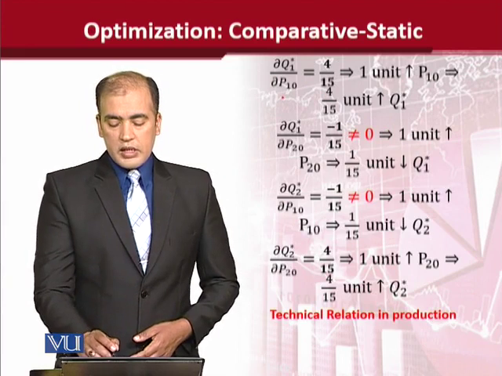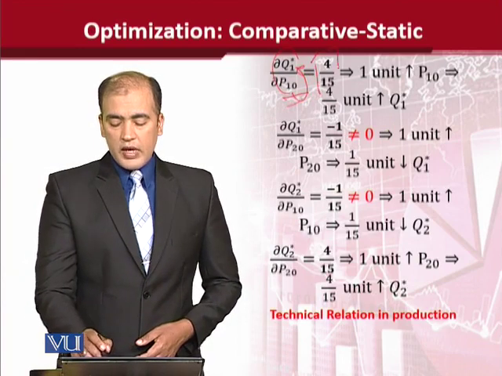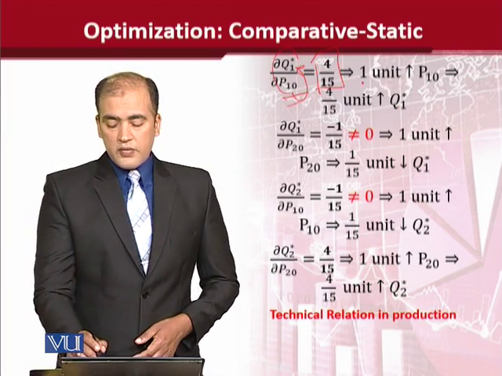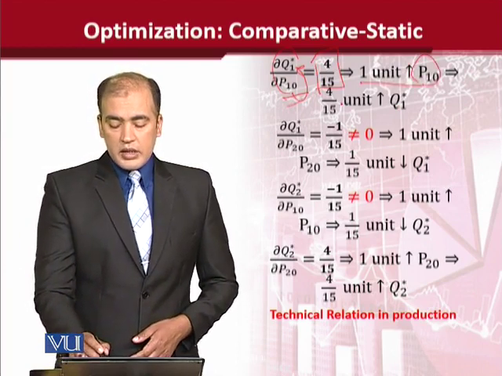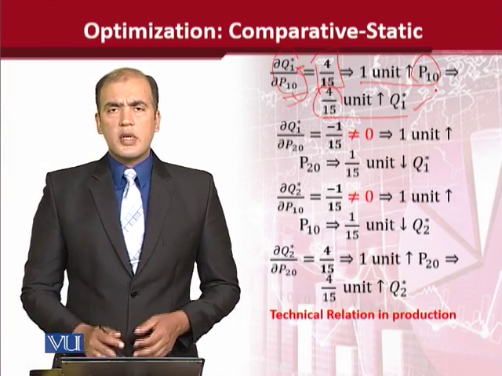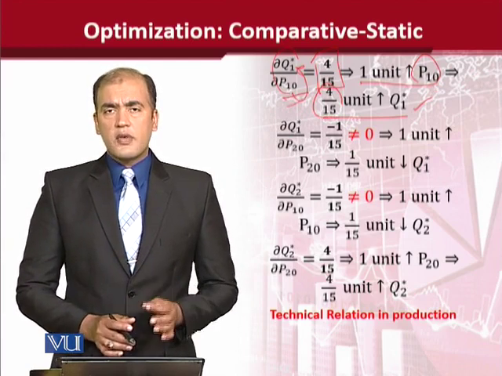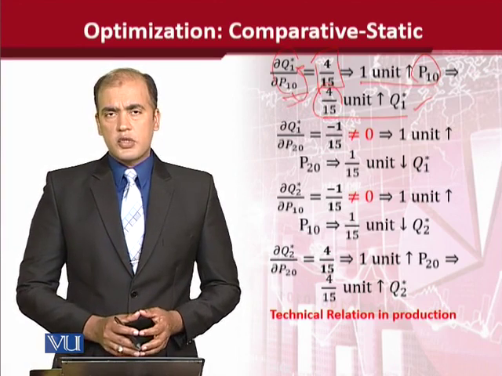So if I take the first answer, it says the impact of P1 naught on the Q1 status. It is a positive value, and it is showing that if we change P1 naught by 1 unit, we will get this much change, that is 4/15 unit of change in Q1 status. So in this way we are trying to quantify. हमने quantities define कर दी उस impact की जिसकी हम बात कर रहे थे उस reduced form solution में.